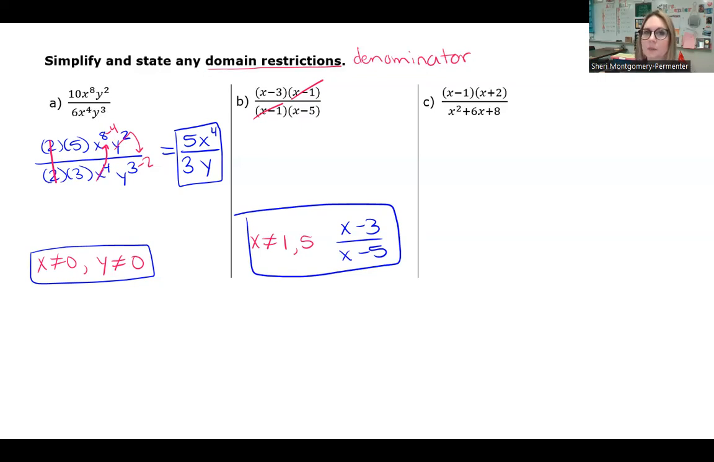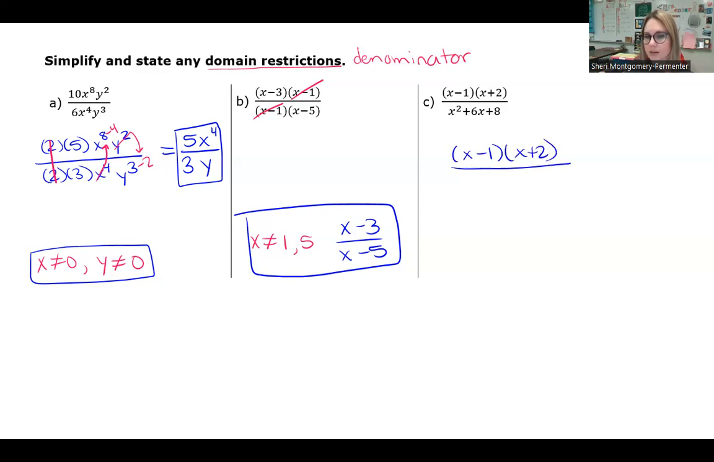For part C, am I fully factored? No, the denominator is not factored. And this is part of what I asked you to do on your assignment. So the denominator needs to be factored. The numerator is factored. I'm good.